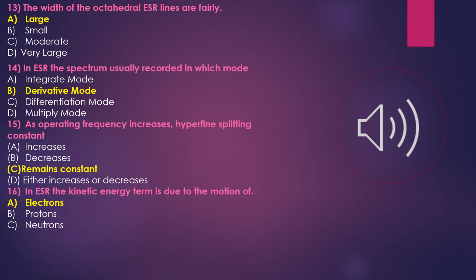14. In ESR, the spectrum is usually recorded in which mode? Integrate mode, derivative mode, differentiation mode, multiply mode. The answer is B. Derivative mode. 15. As operating frequency increases, hyperfine splitting constant: increases, decreases, remains constant, either increases or decreases. The answer is C. Remains constant. 16. In ESR, the kinetic energy term is due to the motion of: electrons, protons, neutrons. The answer is A. Electrons.